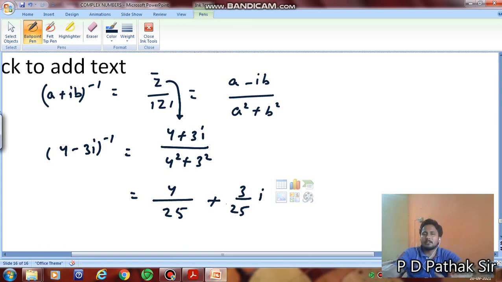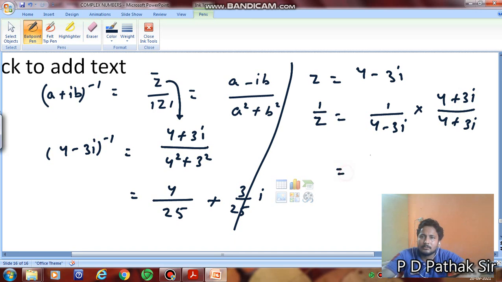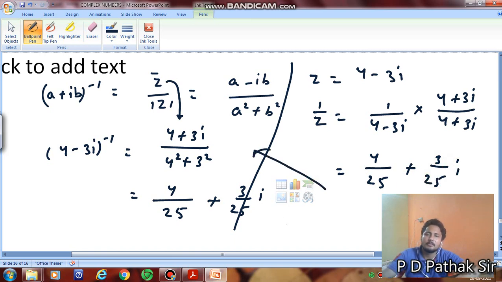So like this you have to find the inverse of all these numbers, or you can simply solve. If z equals 4 minus 3 iota, then 1 upon z means 1 upon 4 minus 3 iota, and multiply this by 4 plus 3 iota upon 4 plus 3 iota. After solving, you will get 4 upon 25 plus 3 upon 25 iota. Similarly like this. Now come to the next.